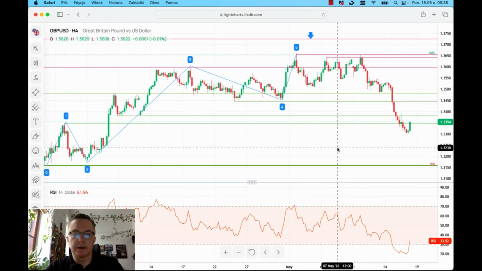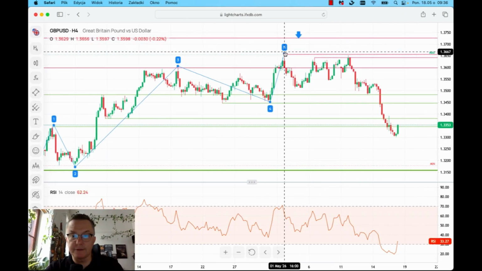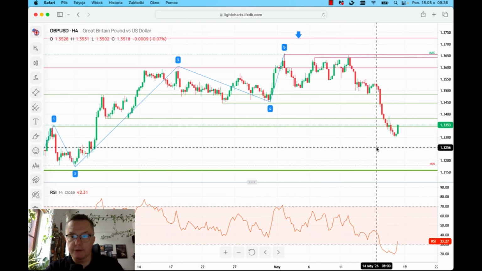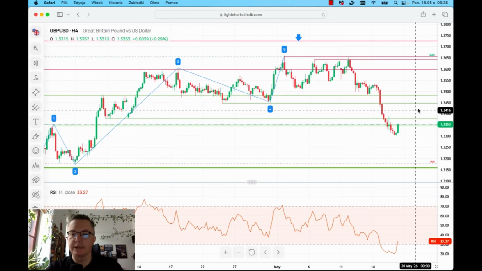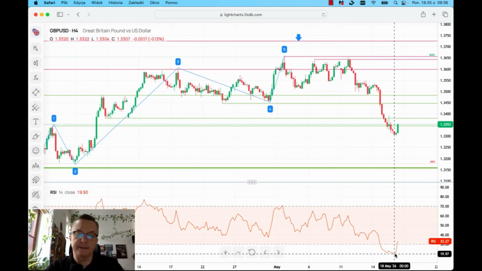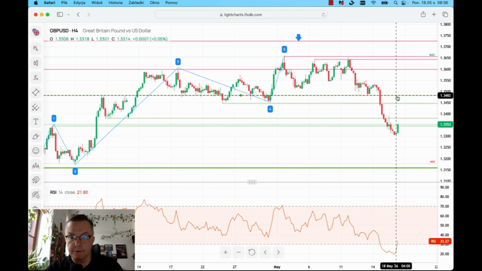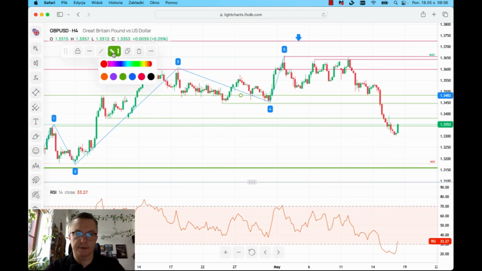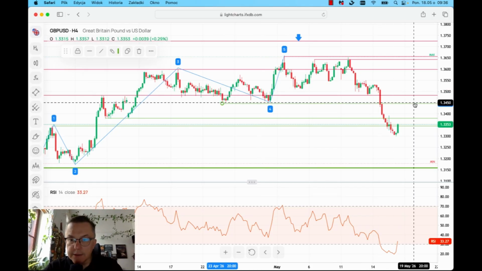Pound cable did exactly the same thing. So after the 5 waves to the upside, we got the movement to the downside. Local low was made at 1.3301. So right now we are trying to bounce from the, of course, extremely oversold market conditions. So we should see some sort of the nice bounce action here.